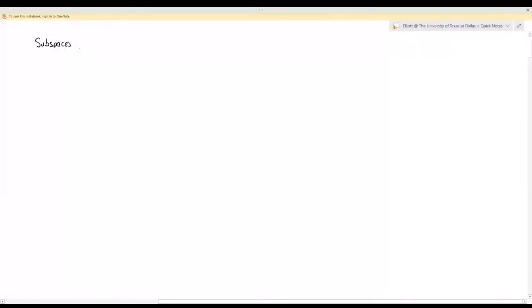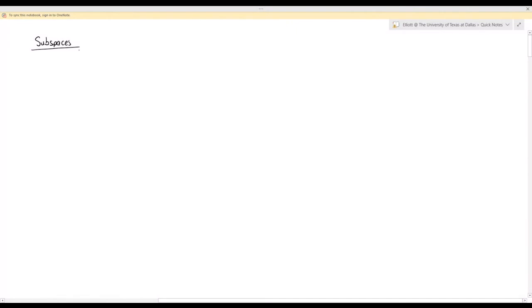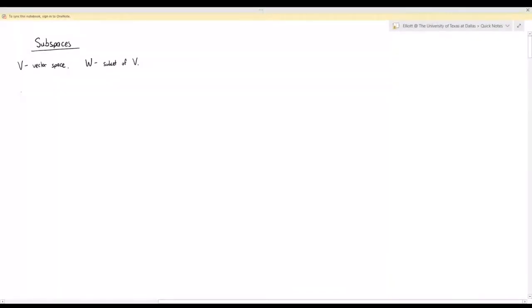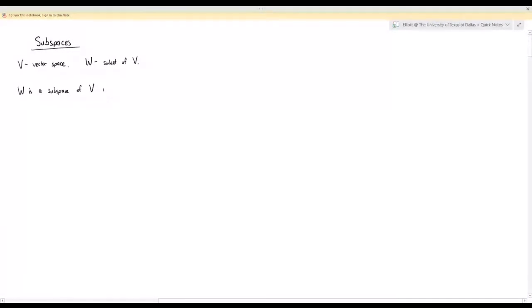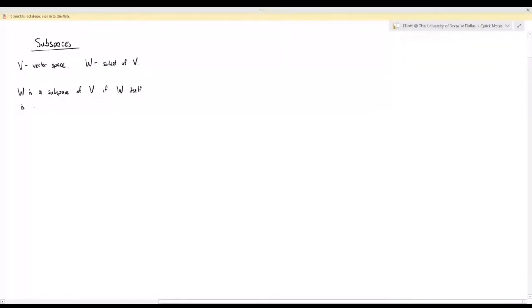All right, so let's begin talking about subspaces. Let's say that we have a vector space V, and then let's say that we have a subset W of V. So W is a subspace of V if W itself is a vector space. So it's kind of a simple definition, I suppose.